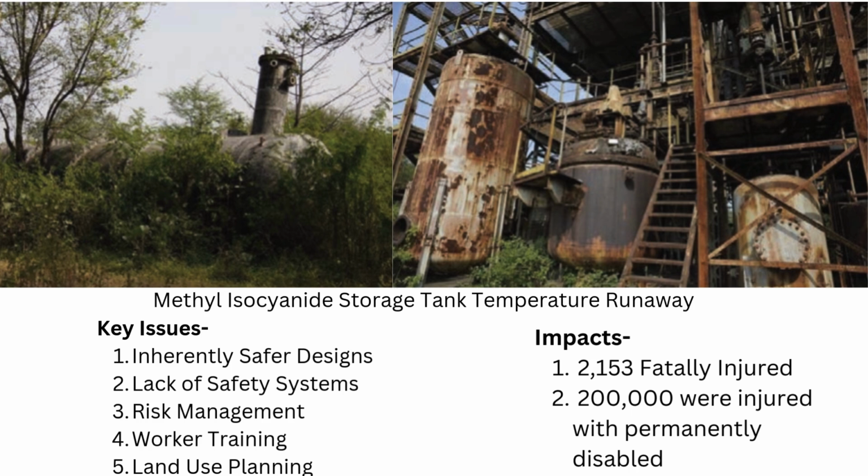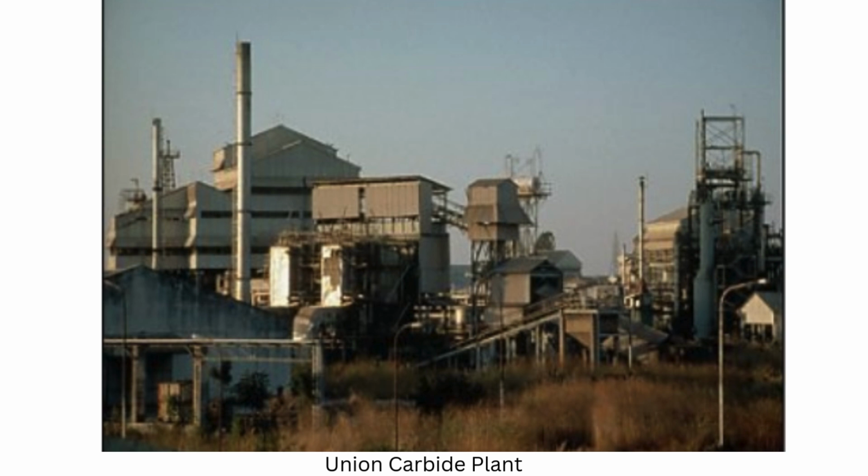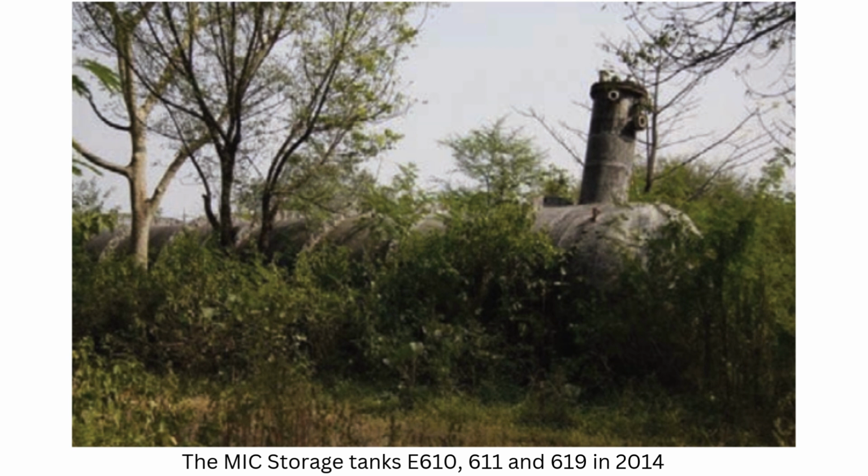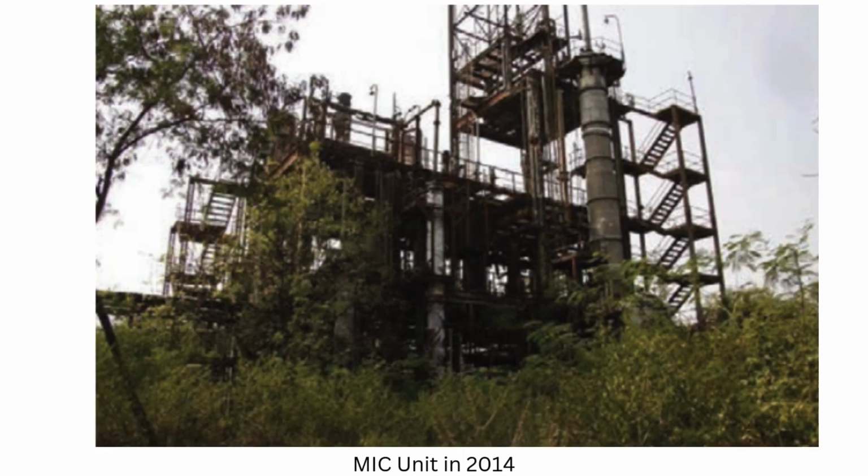On December 3, 1984, a catastrophic gas leak occurred at the Union Carbide pesticide plant in Bhopal, India, releasing 40 metric tons of methyl isocyanate, MIC, into the atmosphere. This toxic gas exposed hundreds of thousands of people to life-threatening conditions.